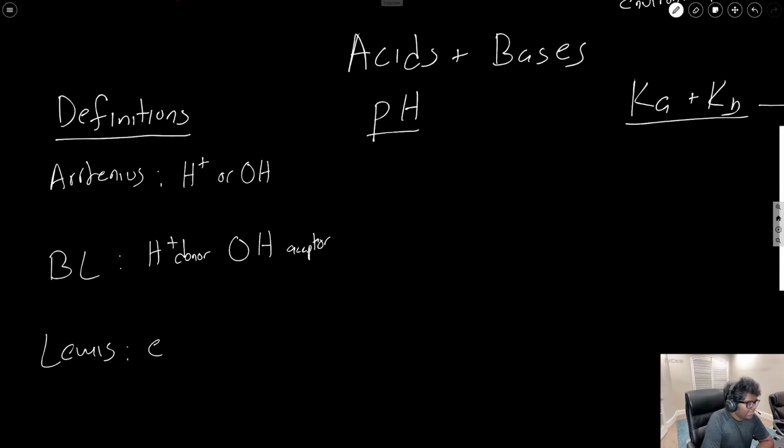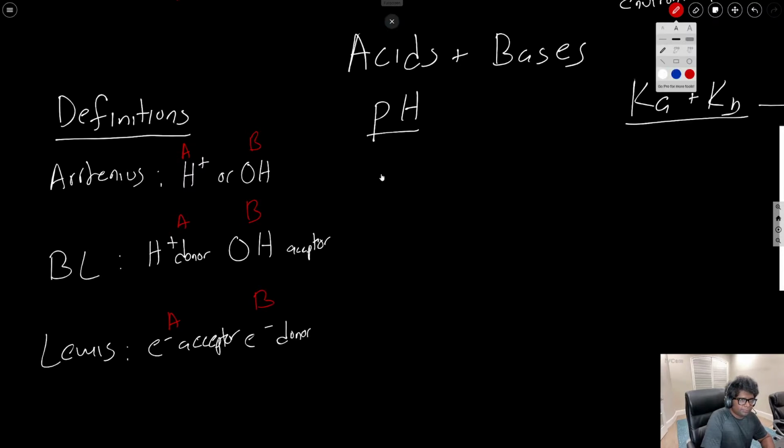Now, the Lewis acid, you're not thinking of hydronium or hydroxide, you're thinking of electrons. Now, if you're donating a proton, you're also going to have to accept an electron. So Lewis acids are electron acceptors, while Lewis bases are electron donors. Acid base, acid base, acid base. Just make sure we know that, guys.